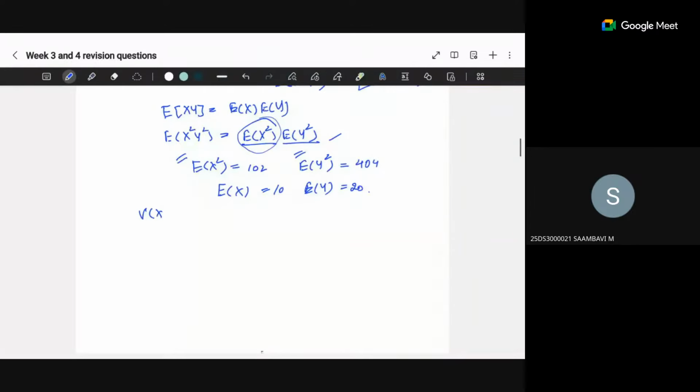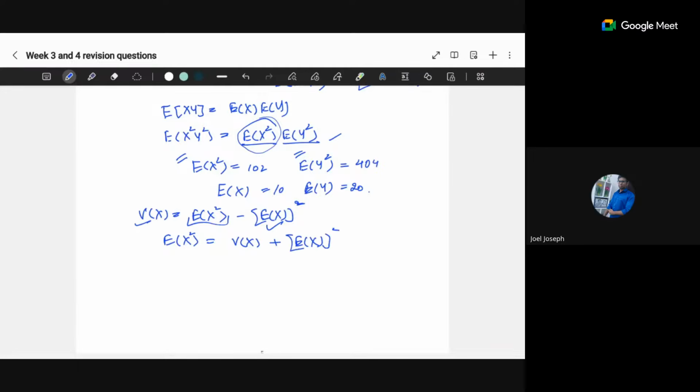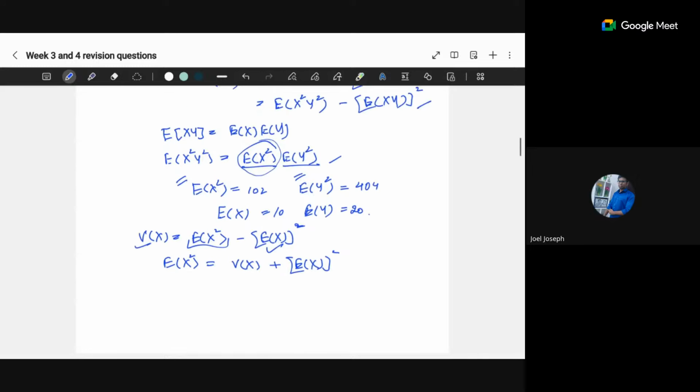Okay. So variance of x is what? Expectation of x square minus expectation of x whole square. Correct? So I need the value of this. I have this value, I have this value. Can I find out expectation of x square, which is variance of x plus expectation of x whole square? Got it? Now you try to solve it and tell me these are my answers.